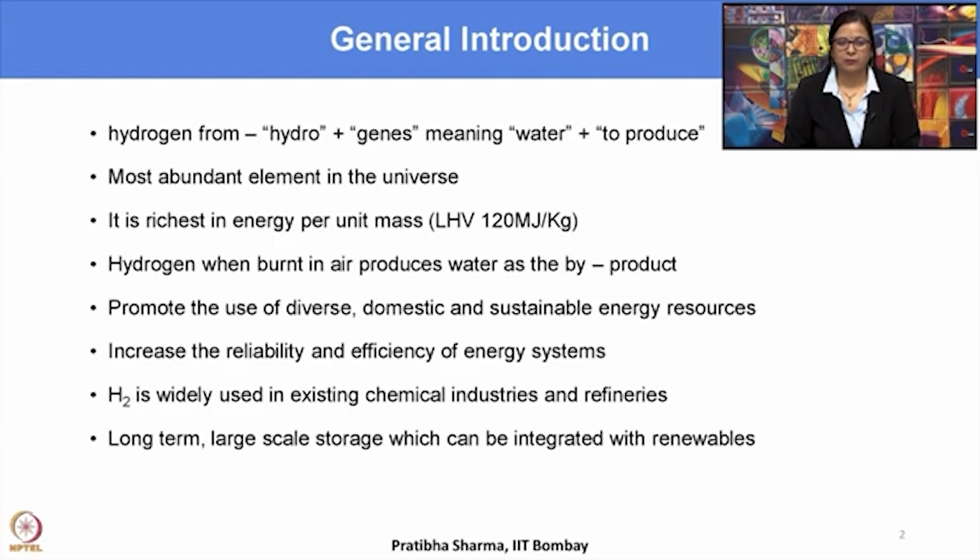From the point of production to the point of consumption, if the production is also green, we can reduce greenhouse gas emissions. At the same time, the hydrogen conversion devices, the technologies where hydrogen is being used, are reliable and more efficient. As such, the entire energy system with the use of hydrogen can be made more reliable and efficient.